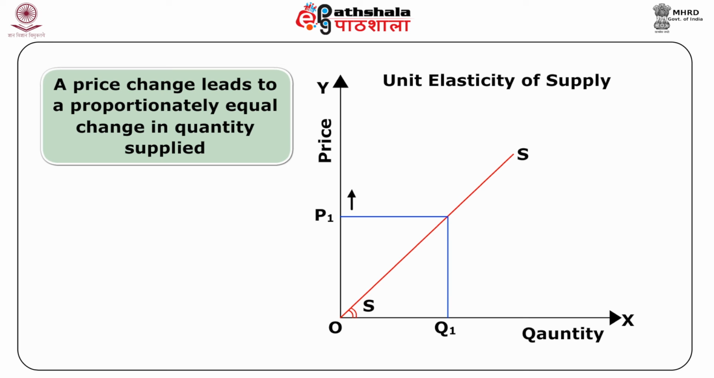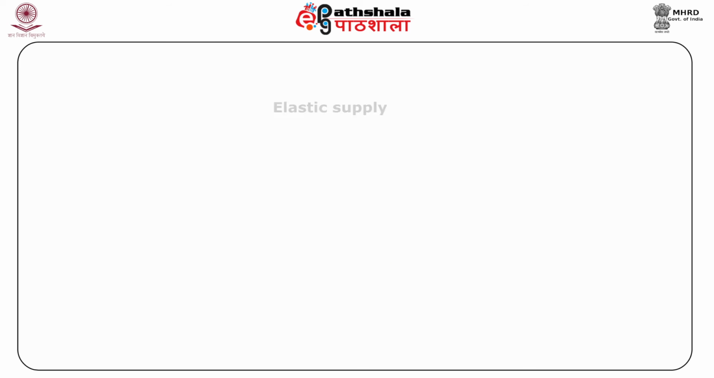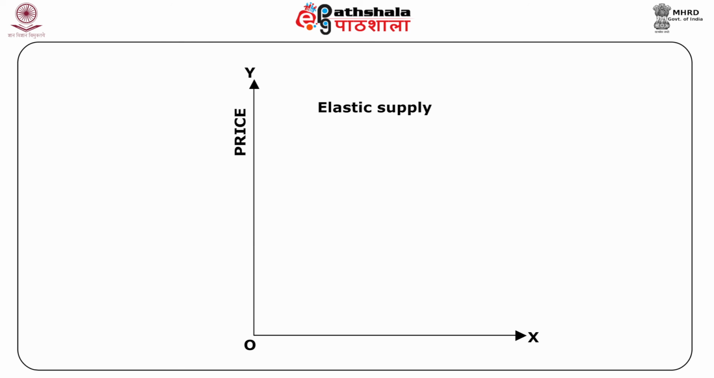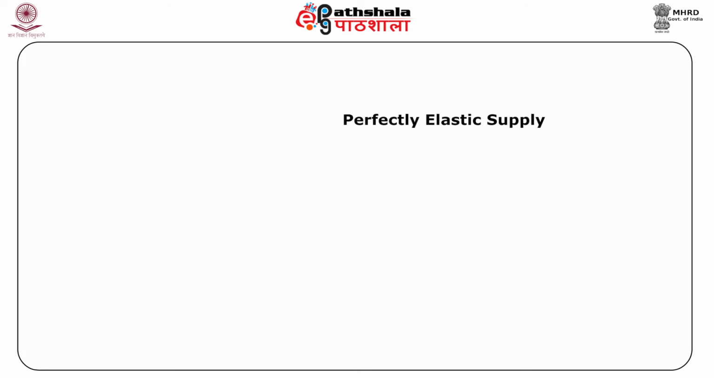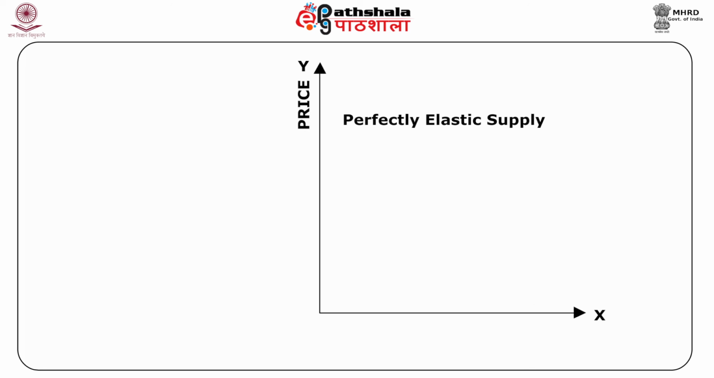Any straight line supply curve that passes through the origin has ES equal to 1. Elastic supply: when the change in quantity supplied is more than proportionate to the change in price, it is a situation of elastic supply. The elasticity of supply is greater than 1 and the supply curve has a flatter slope. In the case of low-cost goods like plastics, a small increase in the price will prompt producers to increase supply. Completely elastic supply, or perfectly elastic supply.